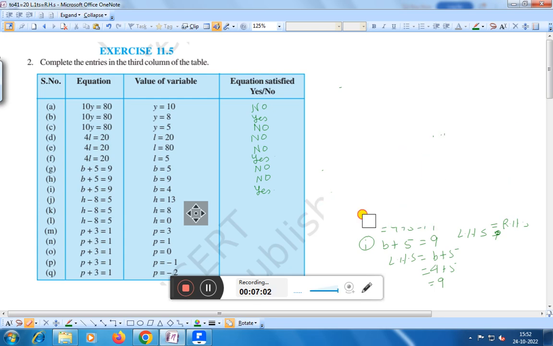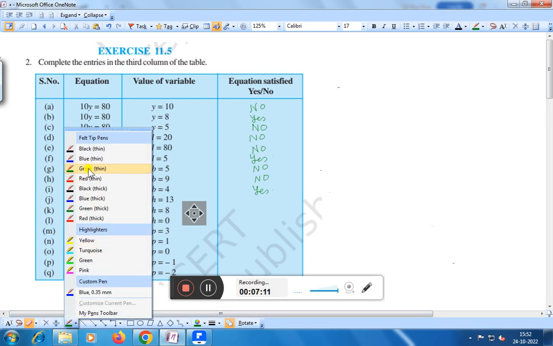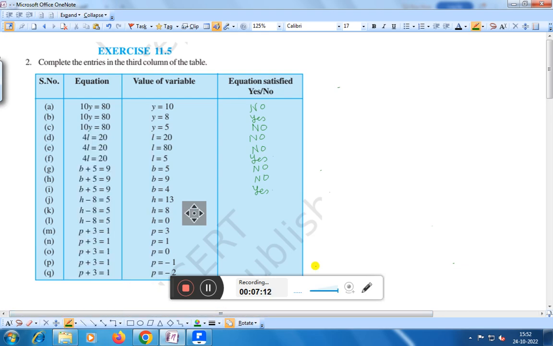I have completed. Now question number J. What is question number J? Let us take question number J. J is given: h minus 8 is equal to 5.